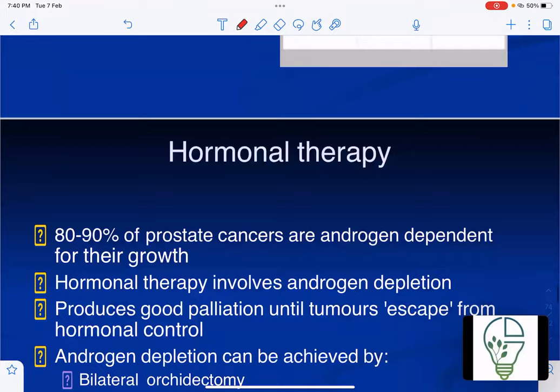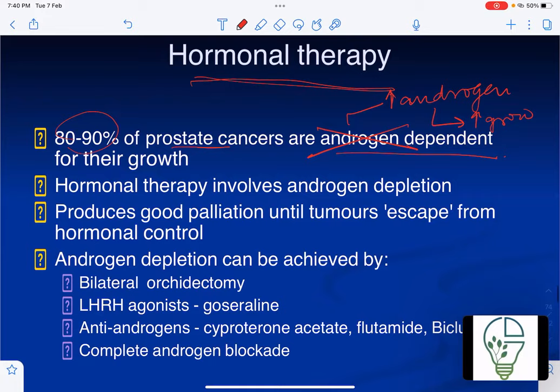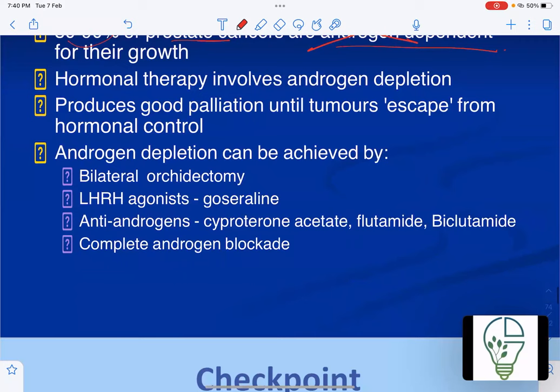So hormonal therapy, what do we mean by hormonal therapy? Most prostate cancers are actually androgen dependent, meaning the more androgen they are exposed to, the more the prostate will grow, okay? So what we do is try to remove this source of androgen. With hormonal therapy, we are trying to decrease the production of androgen itself. It's a good form of palliative treatment. Palliative is usually end of life, towards the end, where you just want the patient to be comfortable. No point treating a 90-year-old with radical things and causing them more harm.